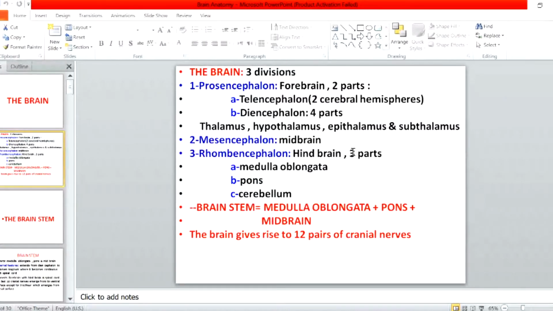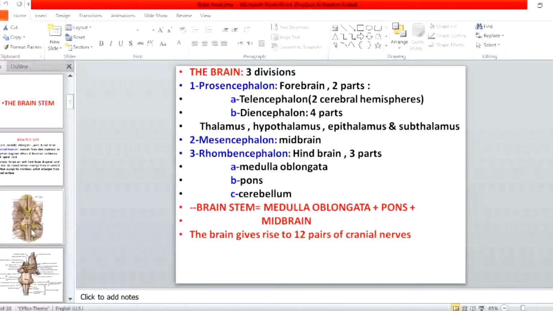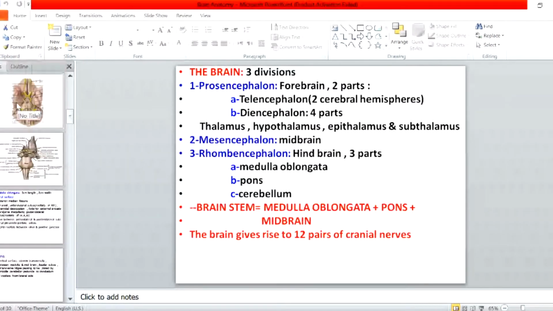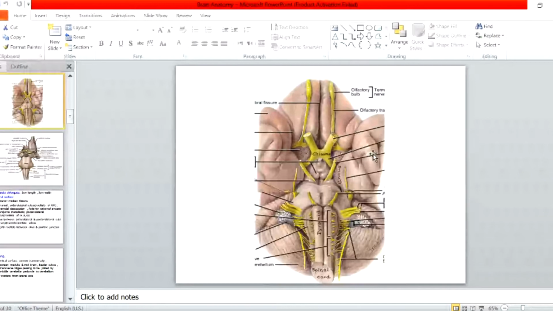And the brain is the organ which controls all the activities of the body. Anatomically, the brain is divided into 3 parts. This slide shows the inferior surface of the brain. We have removed it from the cranial cavity, and we are looking at the inferior surface of the brain. So this rests on the floors of the cranial fossa. The brain is divided into 3 parts.